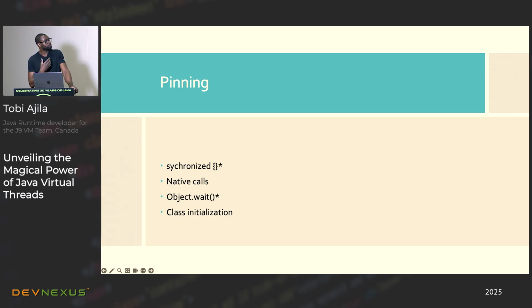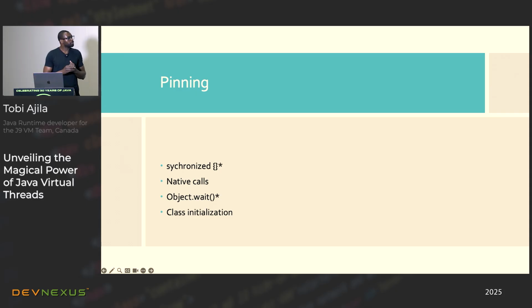Object wait, similar to synchronized. When you wait on an object, you first have to enter a synchronized block, and then you yield the lock. So pre-JDK24, this will cause pinning, but post-JDK24 and up, this no longer causes pinning.